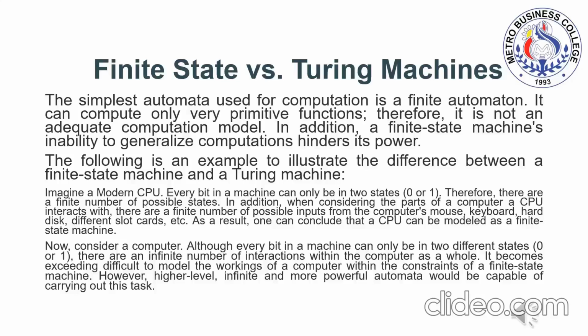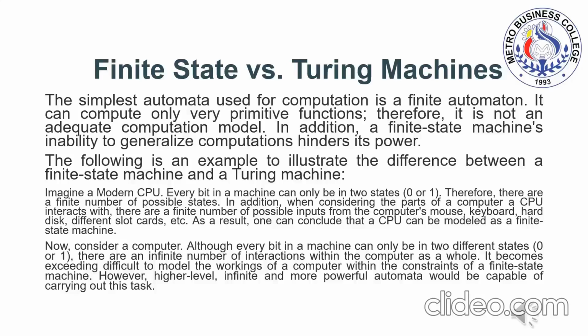Imagine a modern CPU. Every bit in a machine can only be in 2 states, 0 or 1. Therefore, there are a finite number of possible states. In addition, when considering the parts of a computer a CPU interacts with, there are a finite number of possible inputs from the computer's mouse, keyboard, hard disk, different slot cards, etc. As a result, one can conclude that a CPU can be modeled as a finite state machine.